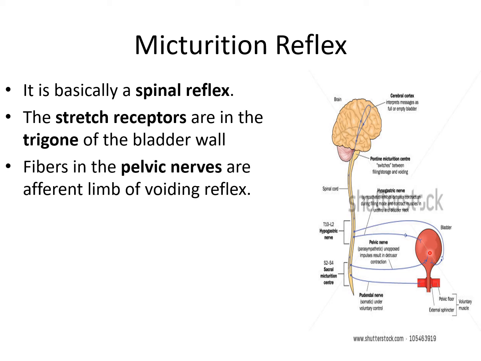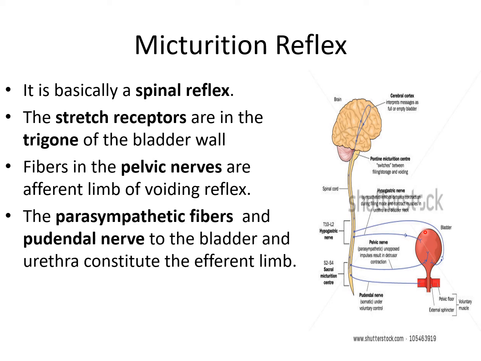Next are the afferent fibers. Here the afferent fibers are the pelvic nerves, mainly S2, S3 and S4. The pelvic splanchnic nerves are the afferent limb of this voiding reflex, whereas the parasympathetic fibers and pudendal nerves to the bladder and the urethra constitute the efferents.